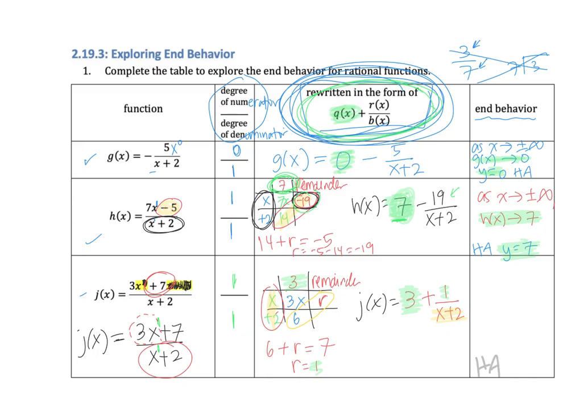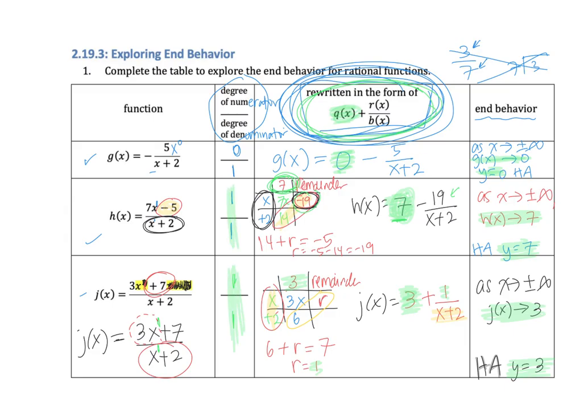So your horizontal asymptote, where is it? You have a horizontal asymptote of y equals 3. What does that mean? That means your end behavior as x goes to positive or negative infinity, all of your y values in the function j of x will approach 3. So hopefully you are seeing this connection that the quotient is relative to your end behavior, which is also connected to your horizontal asymptote.